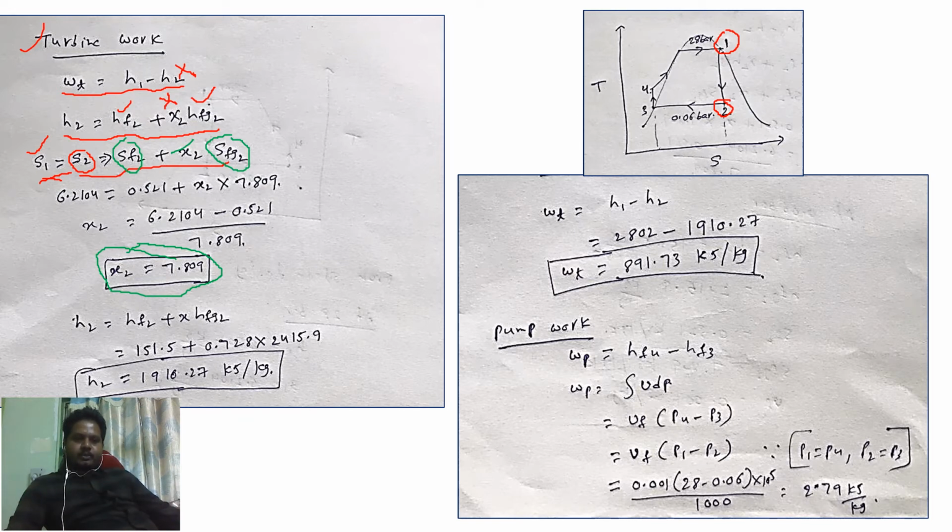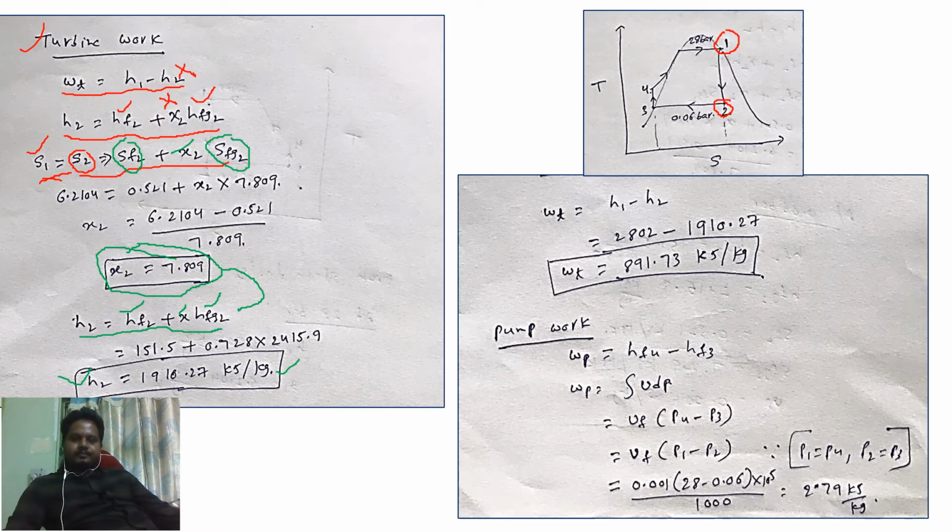Now once you substitute this X2 value in this equation, you can get the H2 value, the enthalpy at point 2, that is H2 equals HF2 plus X2 HFG2. Here we know all the values: HF2, X2 and HFG2. So you substitute all the values, you will get the specific enthalpy at point 2, that is 1910.27 kilojoule per kg.